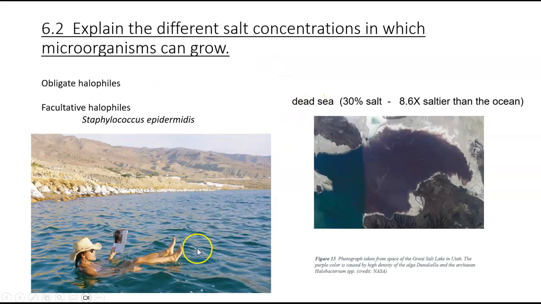And this is a picture I found, somebody vacationing in the Dead Sea in the Middle East. So here's the Dead Sea, it's 30% salt. And that's 8.6 times saltier than the ocean. So it's got a lot of salt. Almost a third of this is salt. And the reason why you see vacation pictures like this of people at the Dead Sea is because the salt makes the water denser. So people float really easily, and you can even just kind of float around and read a magazine when you go on vacation to the Dead Sea.